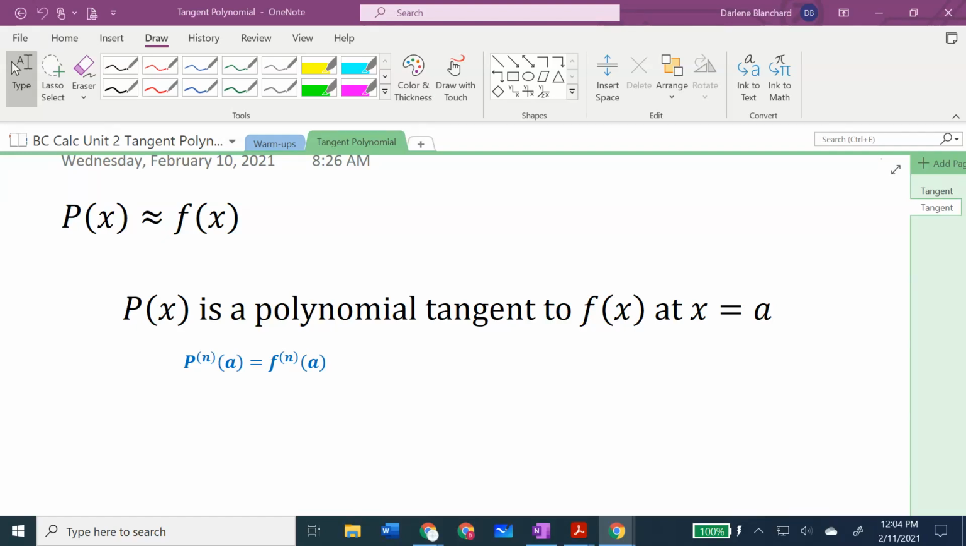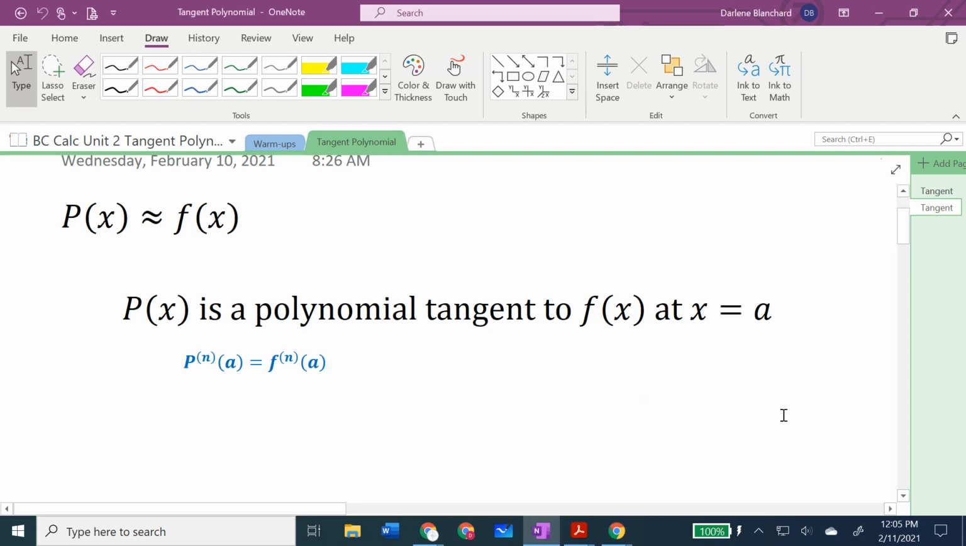Now we're getting to the good stuff. Okay, if you want to make a polynomial tangent to a function at a particular x-coordinate, you need the nth derivative of the polynomial at that x-coordinate to equal the nth derivative of the function at that x-coordinate. That's all you need to happen.